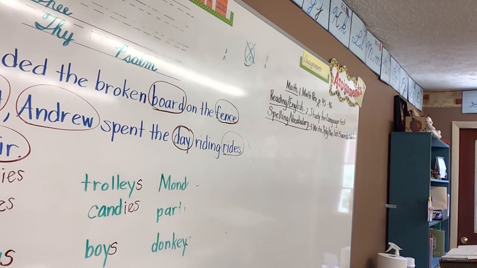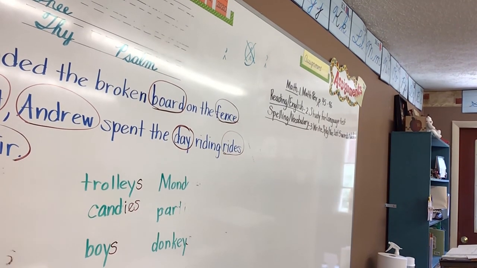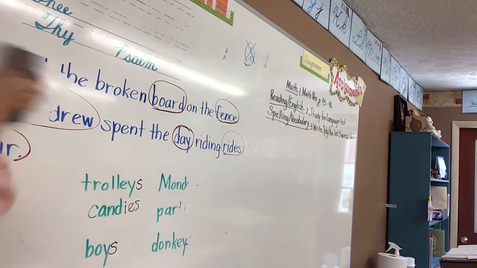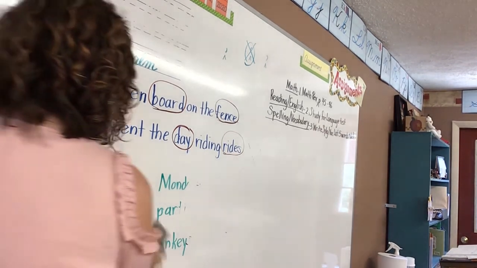All right, and the last word there is ray. What's in front of the Y? A. Which is a vowel. So what is that telling us to do? Add S. Yes, just add S. Very good.